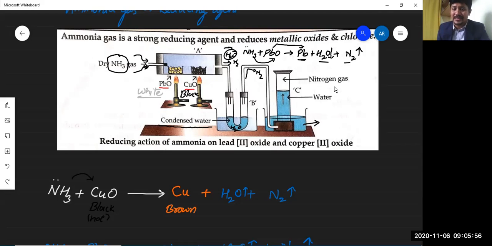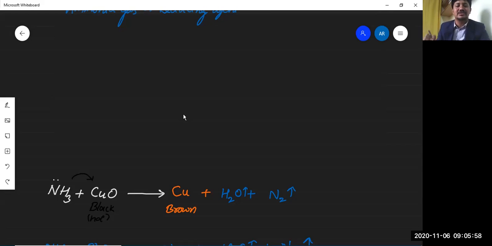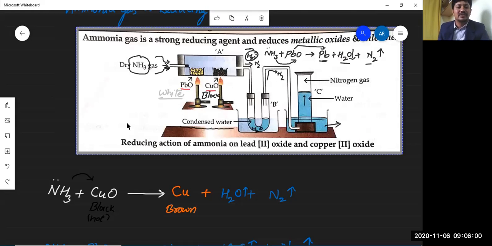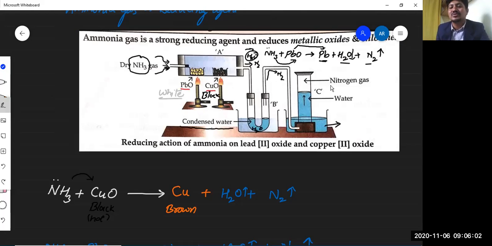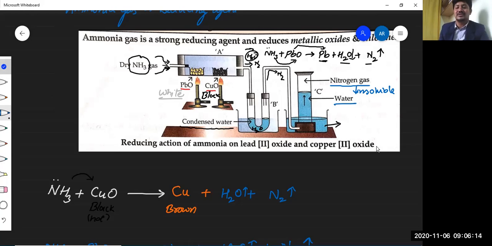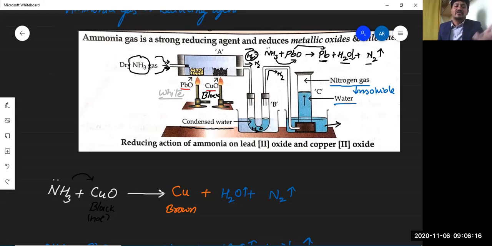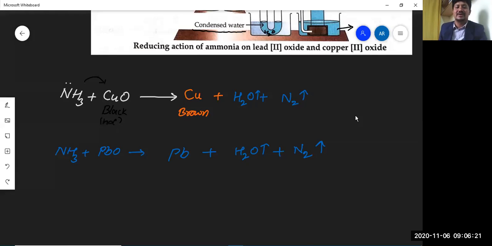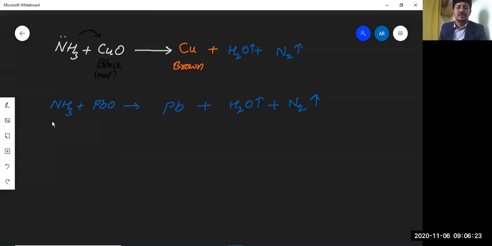Why is nitrogen collected in a downward displacement of water jar? Very simple, because nitrogen is not soluble in water. Nitrogen is insoluble in water. Hence, to remove the impurities, if any impurities are there in the nitrogen mixture, we can easily remove them by passing nitrogen gas through the water. So that is the point.